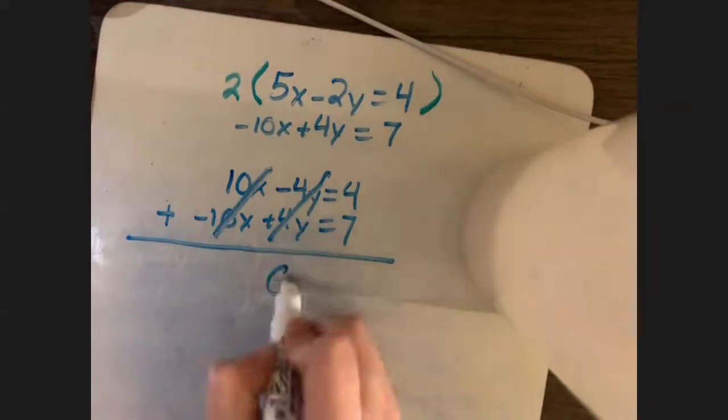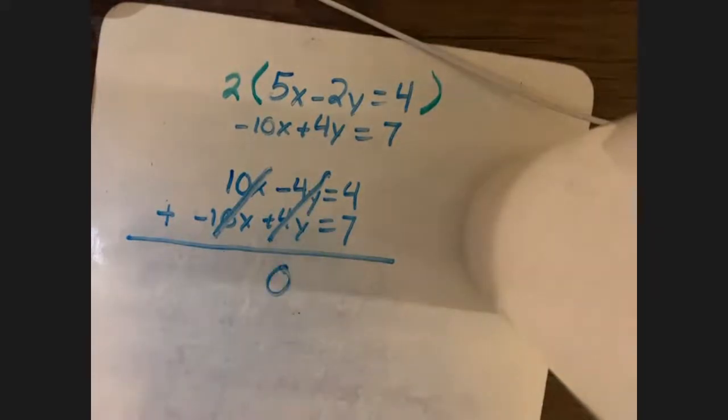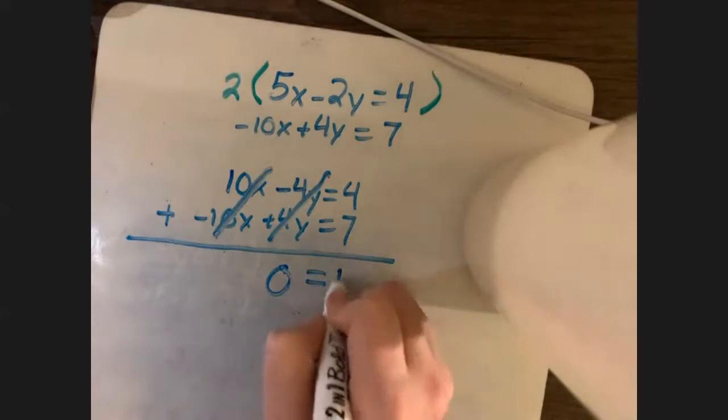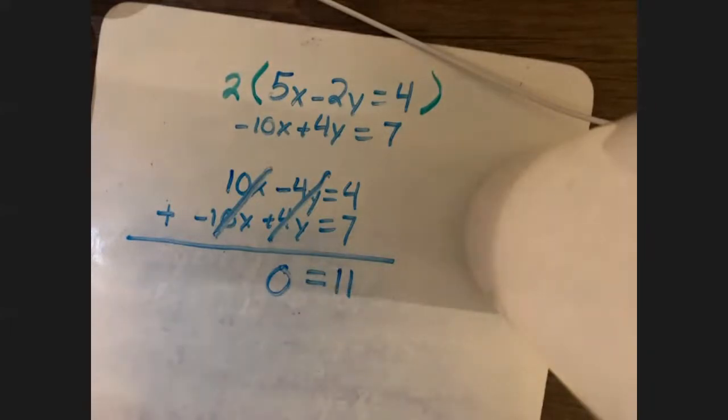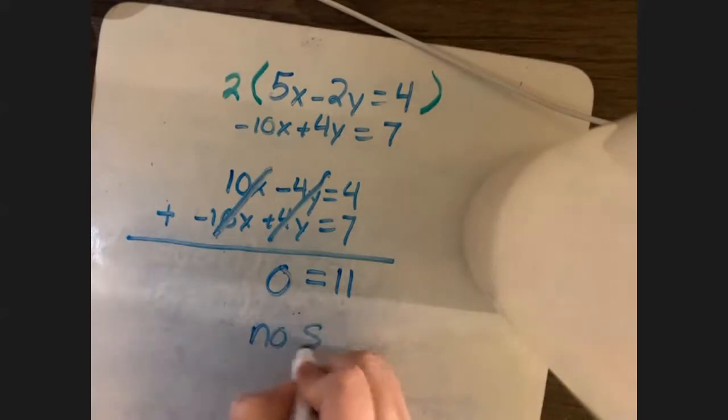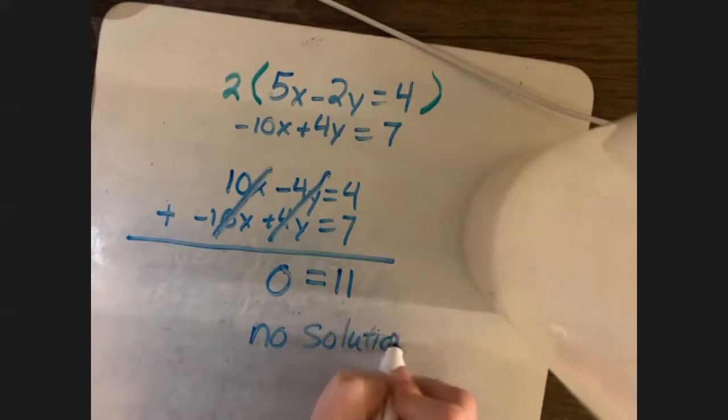So we look at, I have nothing left on this side. When I add on the other side, I get 11. Does 0 equal 11? Nope. No solution. Then it's no solution.